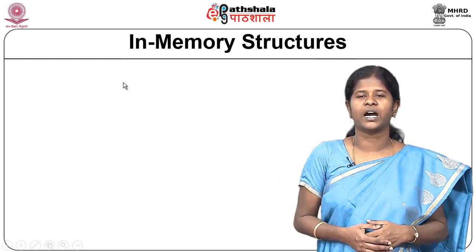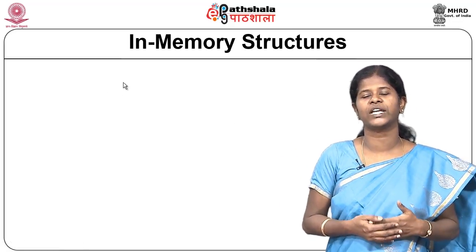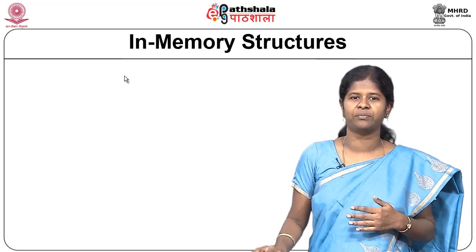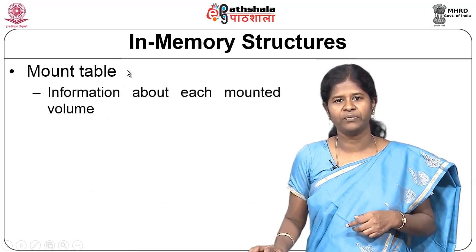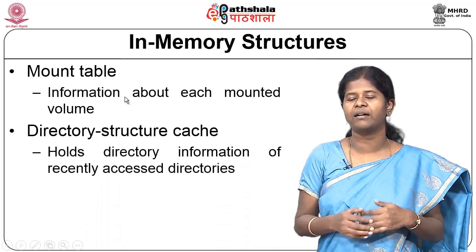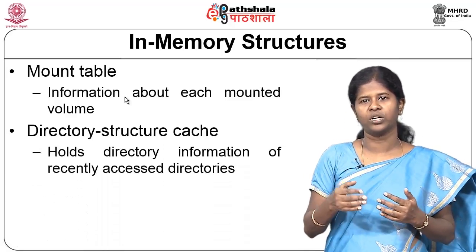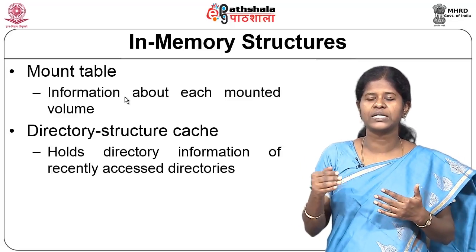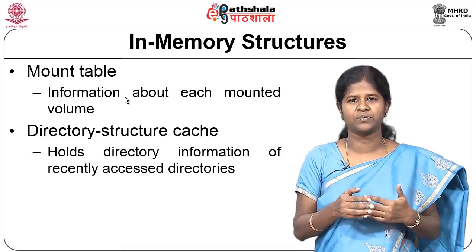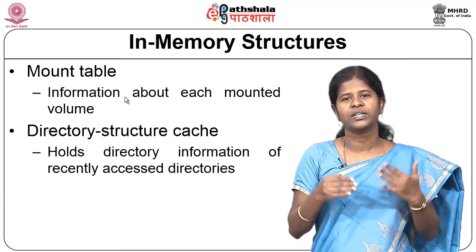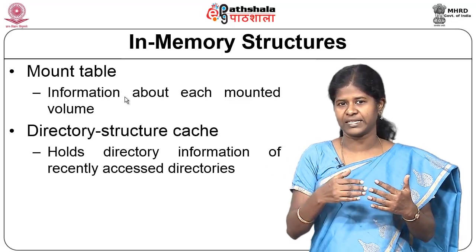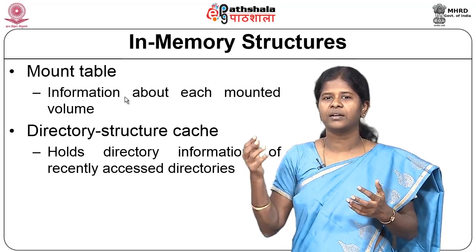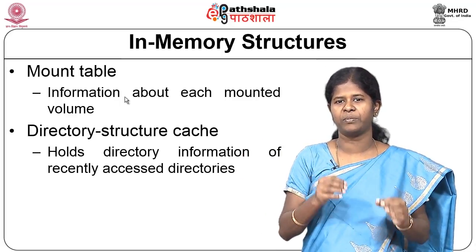Now, we will see different in-memory structures that are maintained for the implementation of the file system, that is structures that are maintained within the main memory for the implementation. One is a mount table. We have learnt about this mount table in an earlier module. That is, when you want to logically attach one file system to another file system, then information about this mounted volume is maintained in this mount table. The mount table has information about the directory onto which the new file system is logically attached, and the device file name of the mounted file system. All these will be maintained in a mount table.